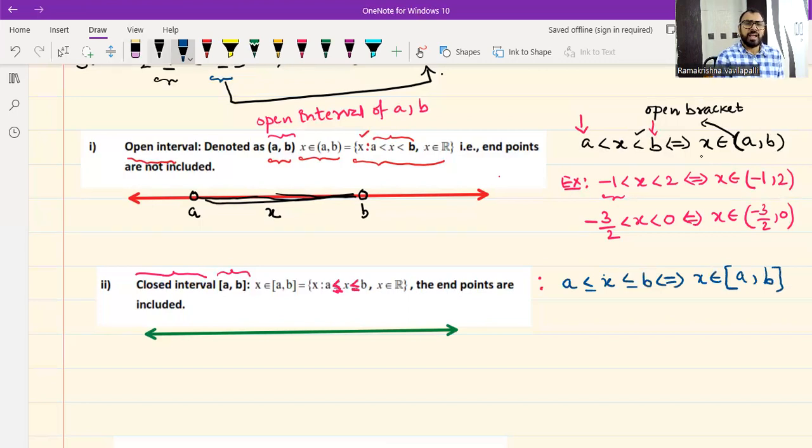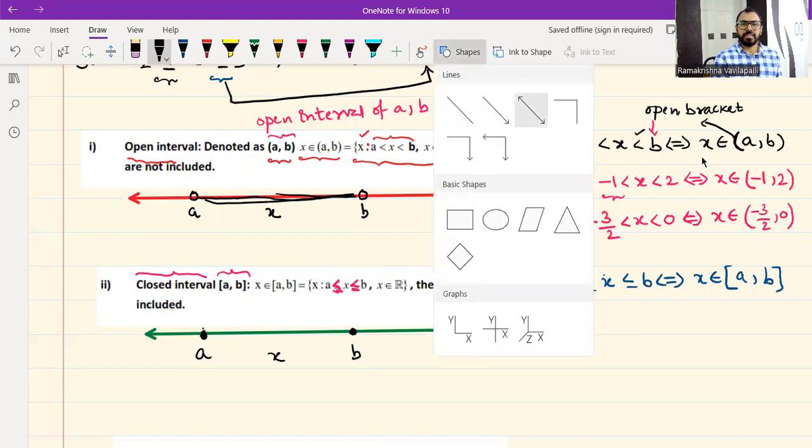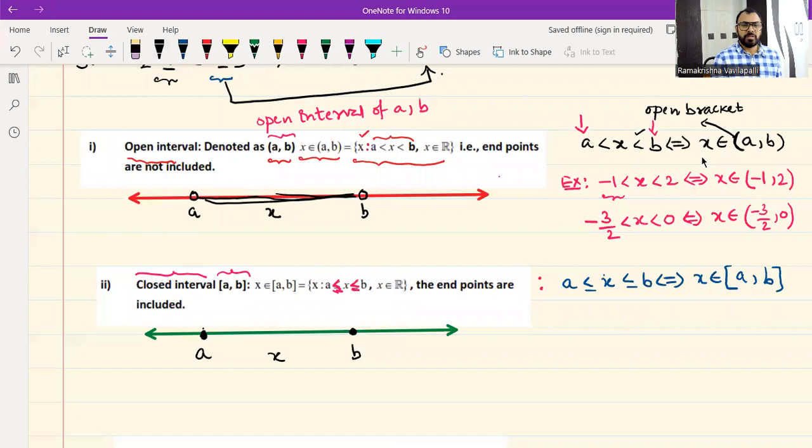So here I'll plot, this is a. Because a is included, we keep a dark dot, this is a, and here a dark dot, this is b, and any number between these two is in the closed interval. Up to here, like this, up to here. So between a and b.